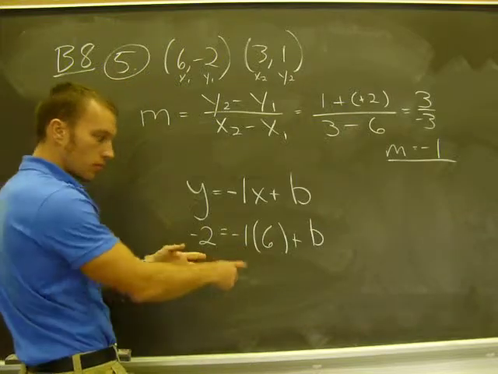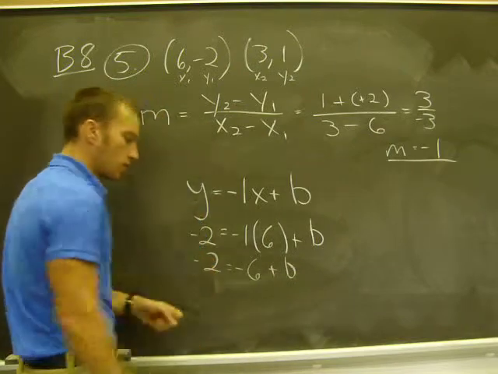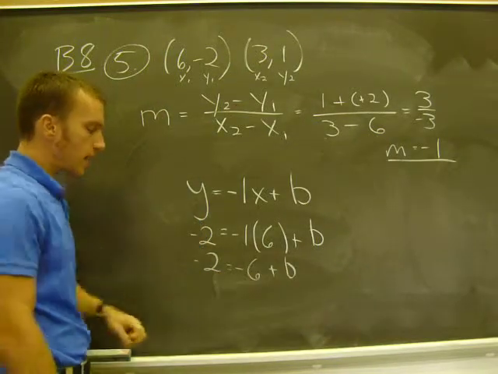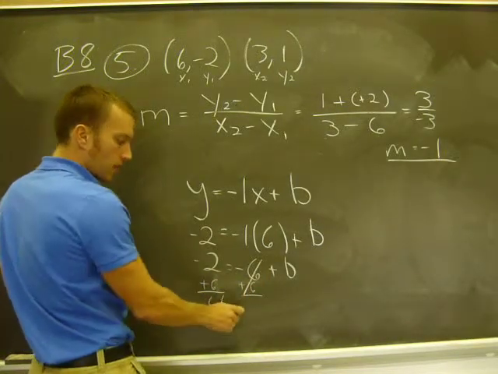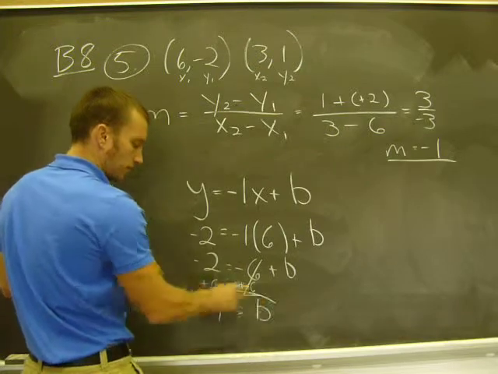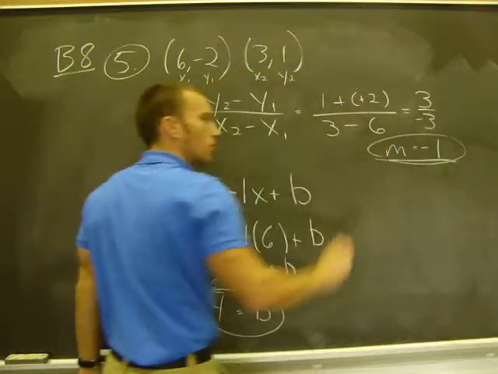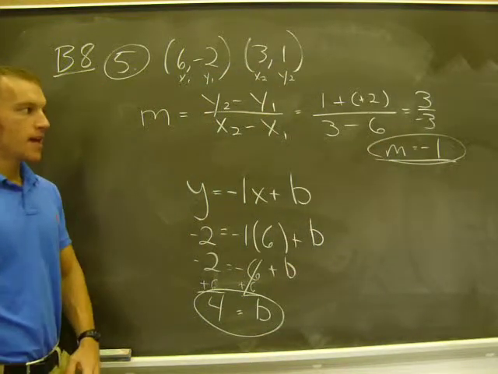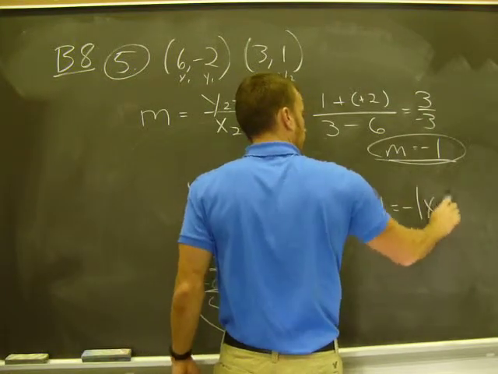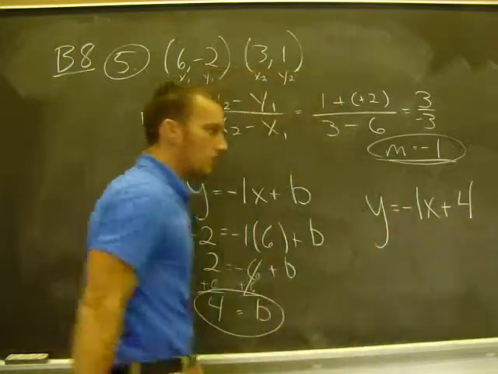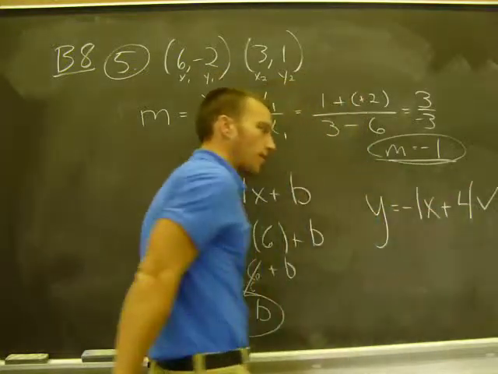So, how do I solve this for b? Well, first I've got to multiply those 2 numbers. So, -2 equals -6 plus b, and I add 6 to both sides. That goes away. I'm left with a b value of 4. Combine that with my m value of -1, and I just state my answer in its proper form. y equals mx plus b, or in this case, y equals -1x plus 4. This is my final answer.